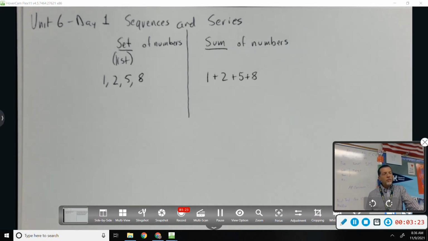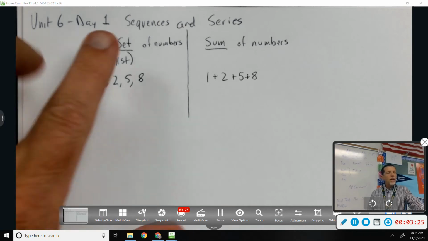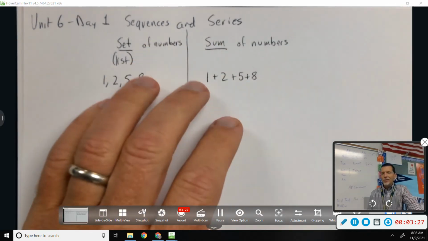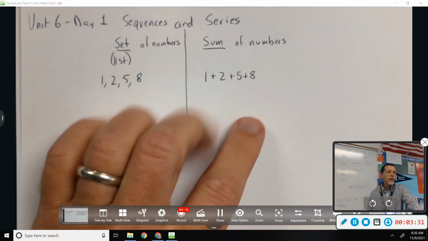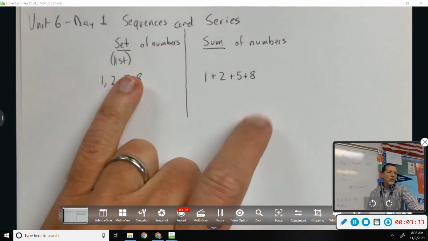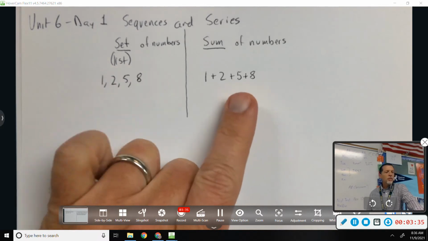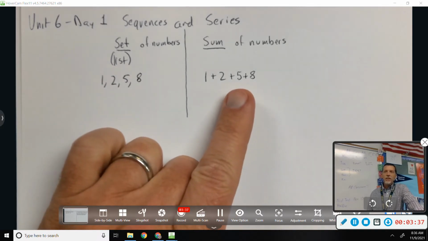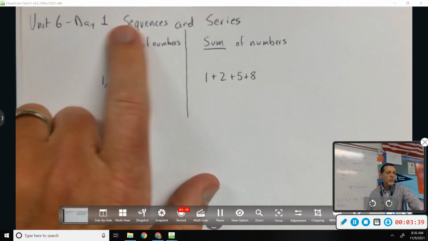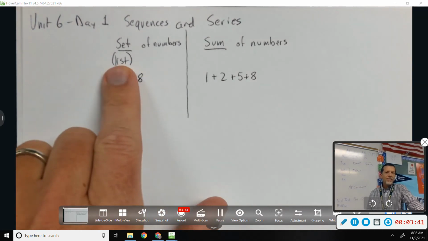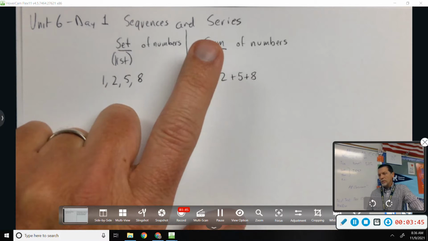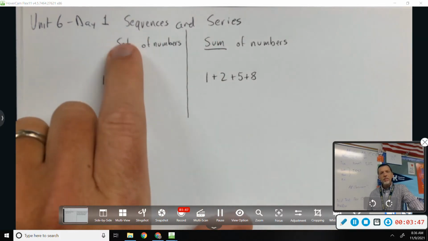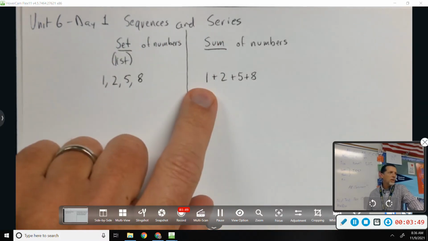I get confused every year too. I'm like, which one is it? In calculus, we use both too. They're alphabetical. Sequence comes before series. You have to get to the third letter before you can alphabetize, but Q comes before R, and set comes before sum. So that is how I remember which one's which. Sequence is the set, the series is the sum.